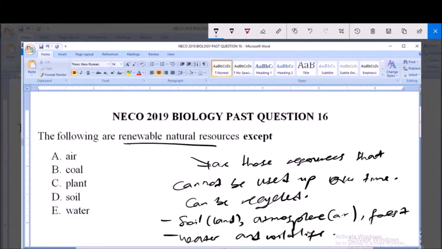Option A, air, is a renewable resource. C, plant, is a renewable resource. D, soil, is also renewable. And E, water, is renewable. But option B, which is coal, is non-renewable. It's a non-renewable energy resource because once used up, it cannot be recycled. So therefore, it is non-renewable. And this is the answer to this question.